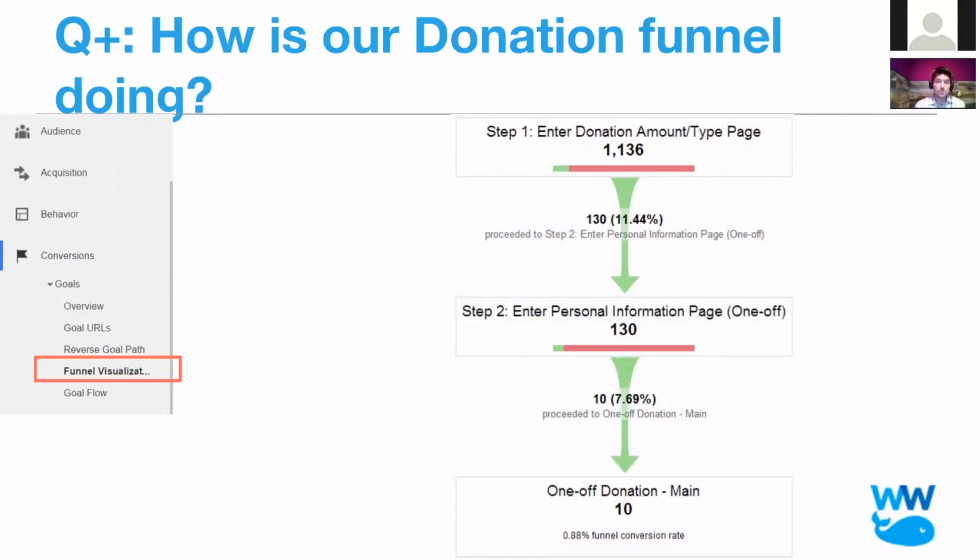Okay. Next here: how is our donation funnel doing? This is another thing that we look at inside of conversions, if we've set up a funnel. So maybe, coming back to donations, we don't have a one-click donate. We actually have first a form, then a secondary form for personal information, and then we have the final donation. This is very important to look at, because if you have an issue, and I would call this an issue, where 1,100 people show up to your page and you lose 89% of them, fix that page. Make it simpler.